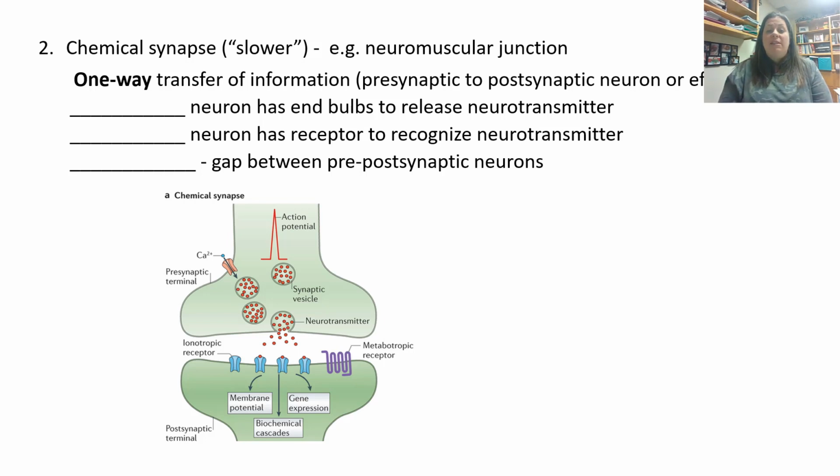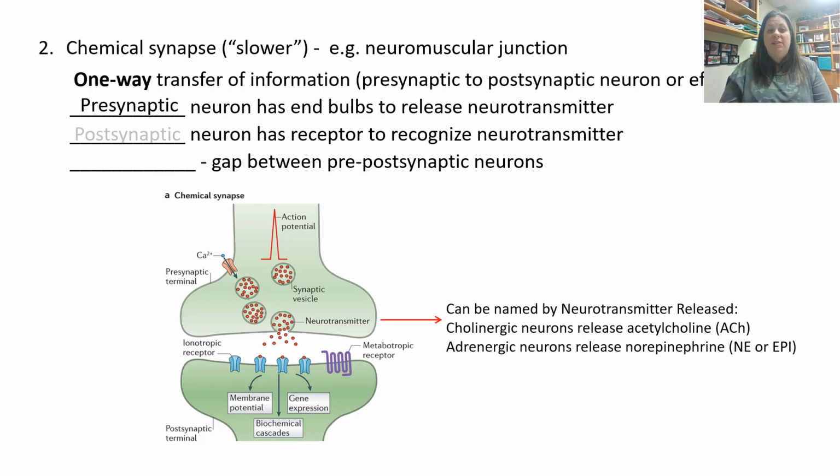Chemical synapses are actually a little bit slower in how they communicate, but these are more common. These are found a lot of times at your neuromuscular junction, between the nerve and the muscle, and this allows for one-way communication. This is where the presynaptic neuron talks to the postsynaptic neuron or the effector, the muscle or the gland. The neuron that sends the message and releases the neurotransmitter is the presynaptic neuron. The neuron that has the receptors to receive the message from the neurotransmitter is the postsynaptic neuron.